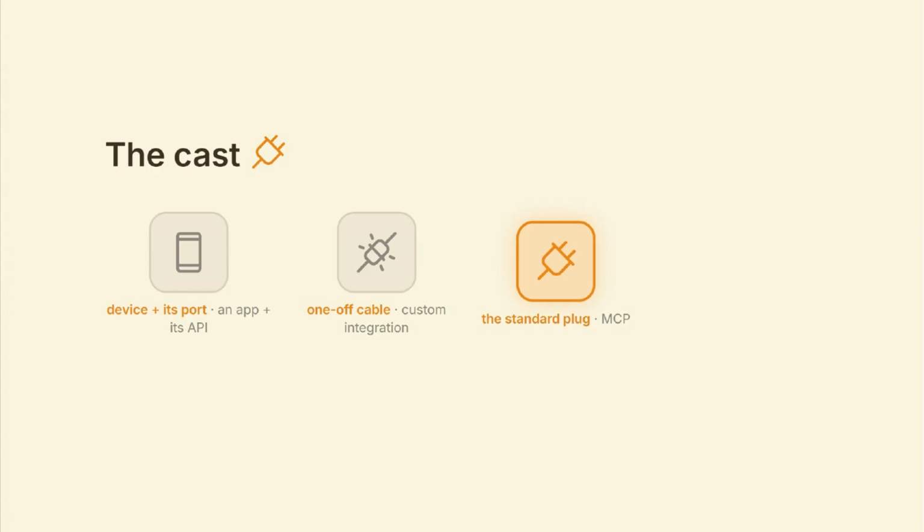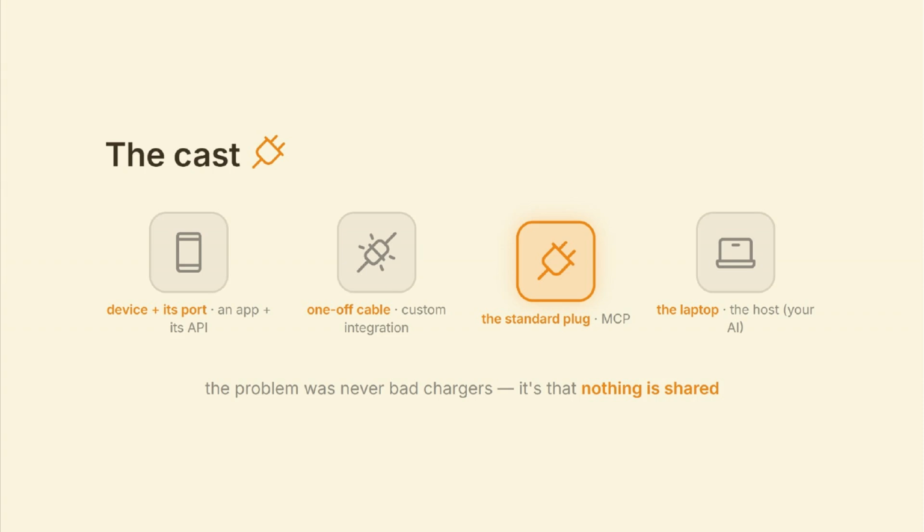4 pieces. A device and its port. That's an app and its API. The port is the way in. The one-off cable, a custom integration, hand-built to fit exactly one port. The standard plug, that's MCP, hold that thought. And the laptop, the host, the AI that wants to use all these tools. Today, that's Claude. One thing to notice before we start: the problem was never bad chargers. Every charger worked. The problem is that nothing is shared.